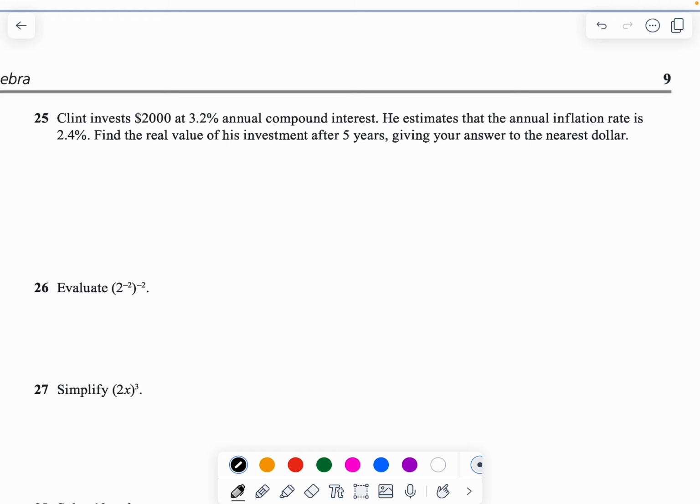He estimates that the annual inflation rate is 2.4. So he's getting 3.2 from the bank, but the inflation is 2.4. So literally he's getting only 0.8%. Now find the real value of his investment after 5 years, giving your answer in 3 significant figures.